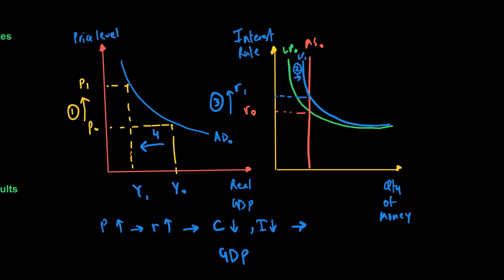So this is explaining why the AD curve is downward sloping. When the price level goes up, it causes the demand for money to go up, and that puts pressure on interest rate. This rising interest rate results in consumption to fall and investment to fall, and therefore the GDP of the economy to fall.